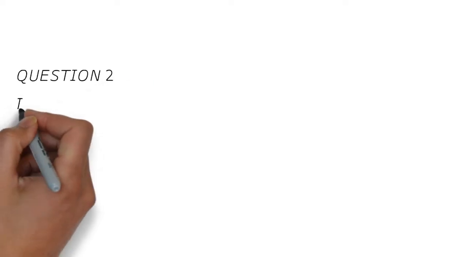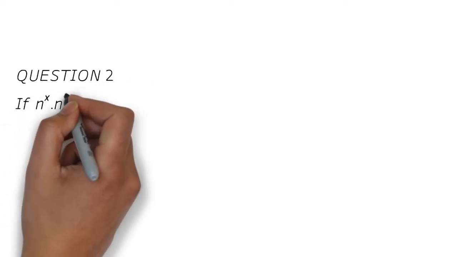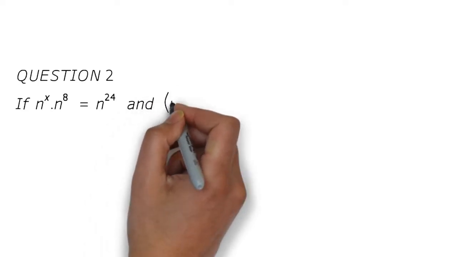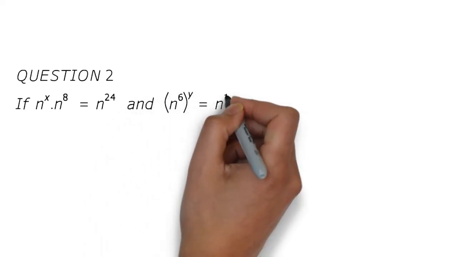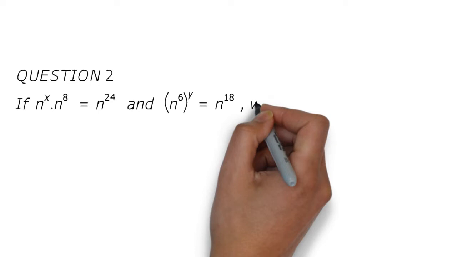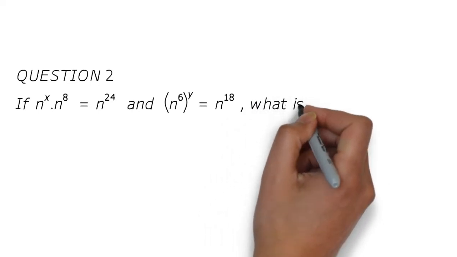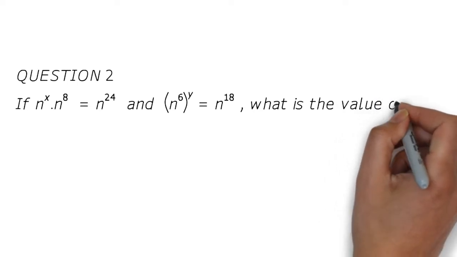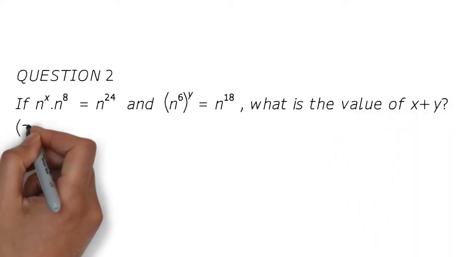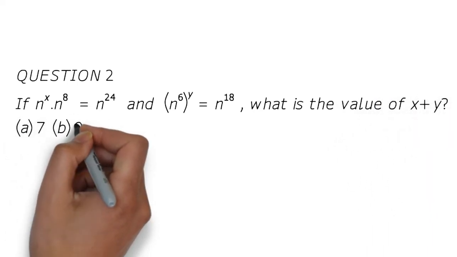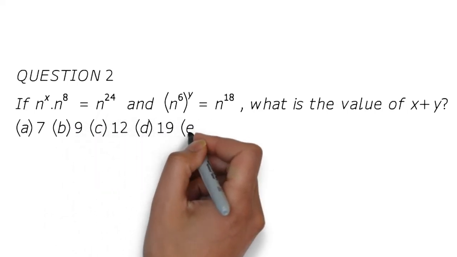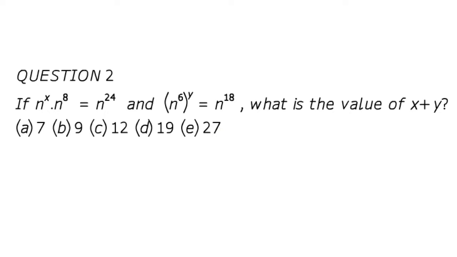Now question 2 is another exponential expression, and we're asked to calculate the value of x plus y. Now let's look at the options. So we have A 7, B 9, C 12, D 19, and E 27. So how do we go about the solution?